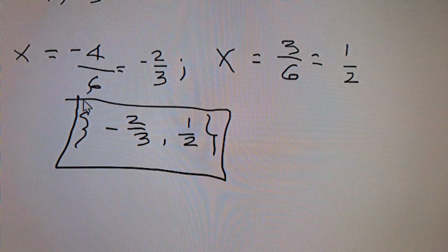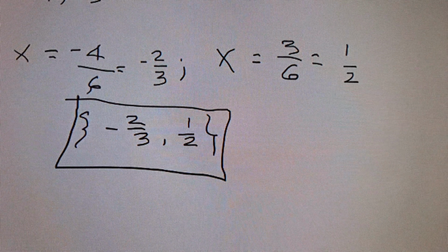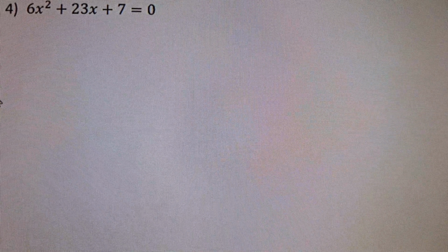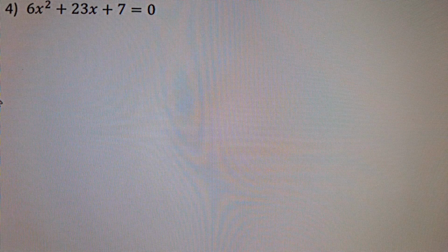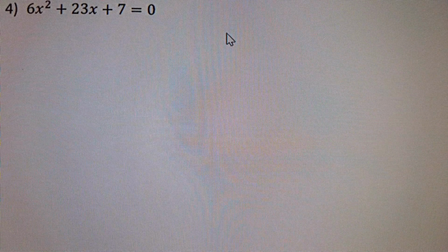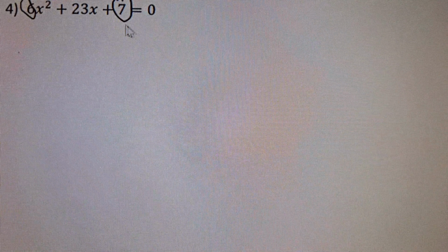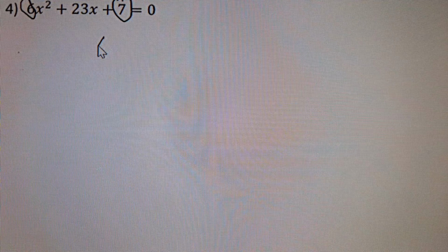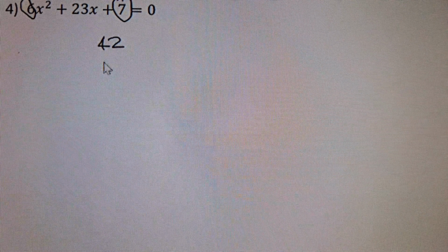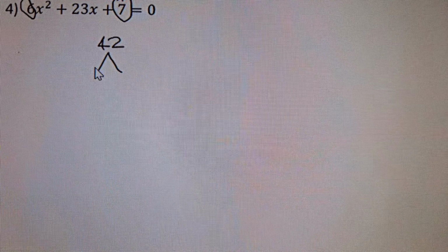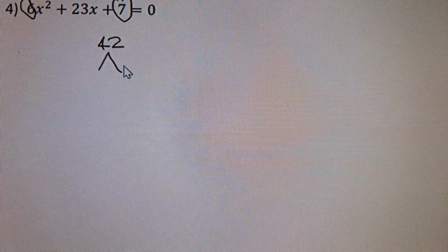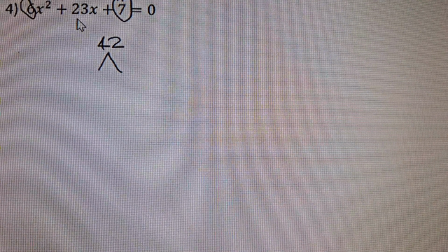Okay, let's go to the last problem. The last problem is going to be 6x squared plus 23x plus 7. What do we have here? We have then that 6 times 7 is going to be equal to 42. Look at the factors of 42 in such a way that when I add them, it gives me 23.